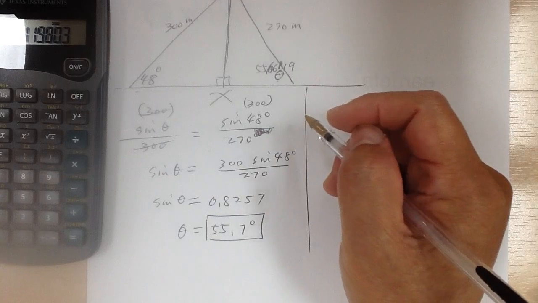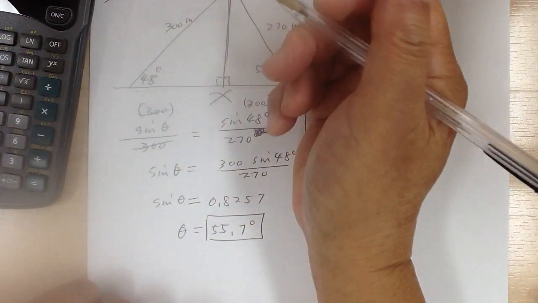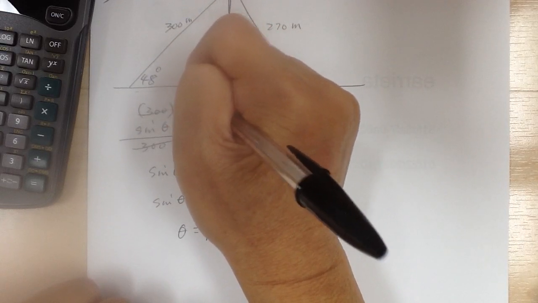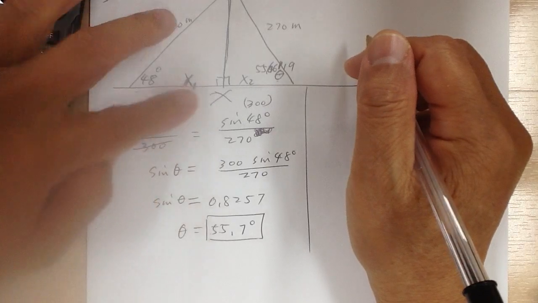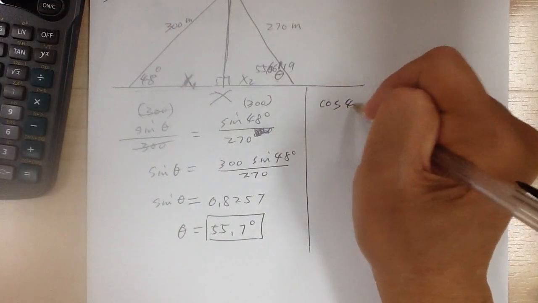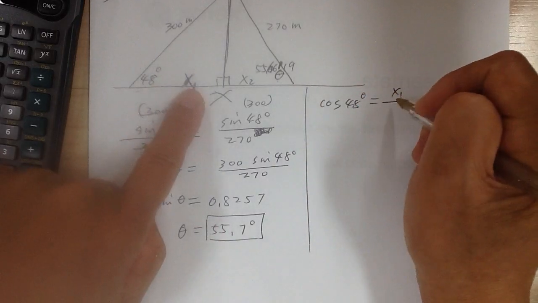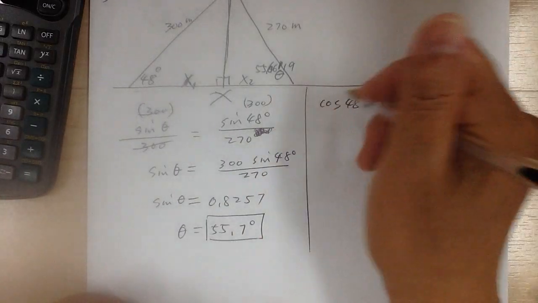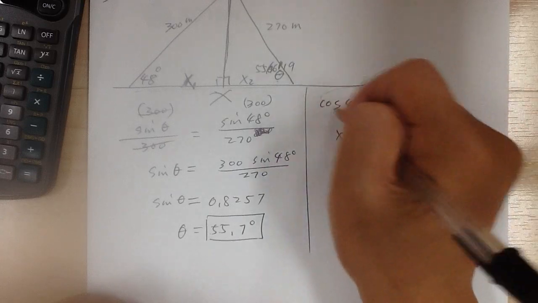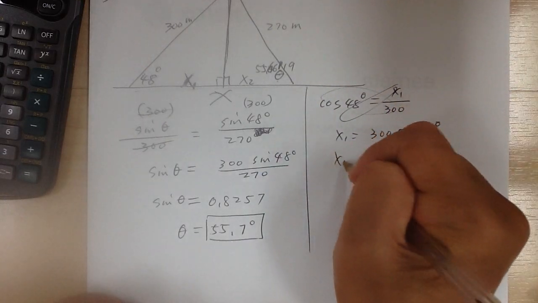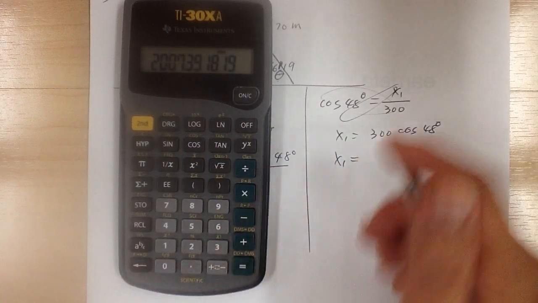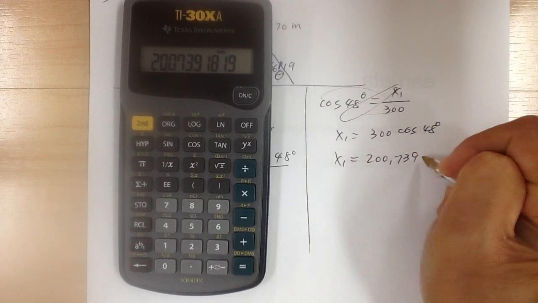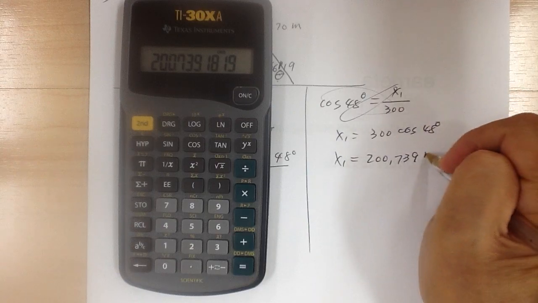Okay, so now we're going to look for x. In this case, we can use sine, cosine, tangent, because this is a right triangle. I'm going to call this a. I'm going to call it x1, and call it x2, and this is the total x. So this will give you the cosine function. You write down cosine of 48 degrees equals x1, adjacent over hypotenuse, right? So cross multiply, x1 equals 300 cosine of 48 degrees. So 48 cosine times 300 equals, so x1 equals 200.739. I can carry extra digits for now until I write the final answer.